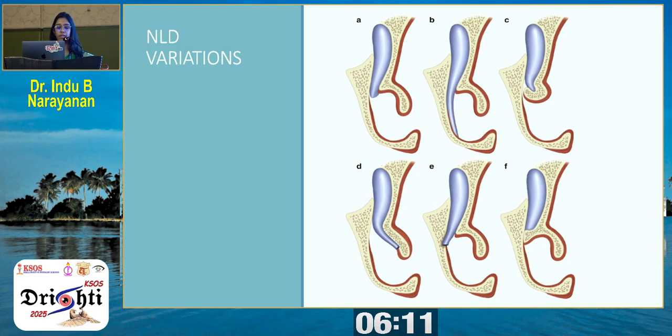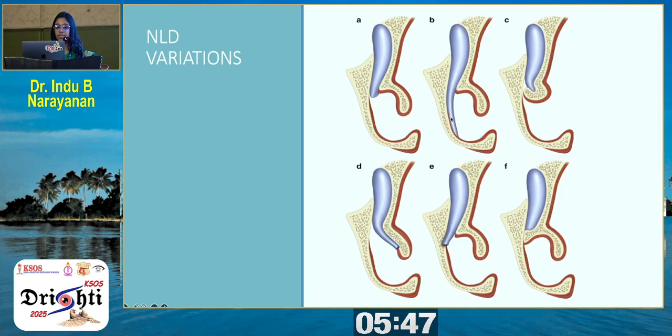I would like to bring you to this diagram. Here you have the inferior turbinate and this is the floor. So the usual NLD opens into the inferior meatus. So here are the variations in NLD. Here in the picture, it is opening in the vault of the inferior meatus.